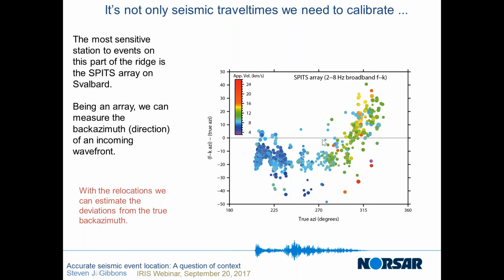So if you have an event which actually comes from 270 degrees, i.e. due west of the array, it looks as if it comes from much further south. And this is something that we need to calibrate for or account for when we locate events. And this was understood very, very early on. It applies to very many seismic arrays.